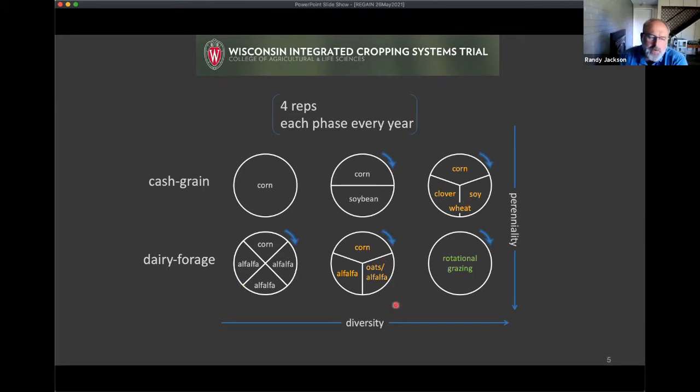And then there are three dairy forage systems, corn followed by 3 years of alfalfa. I should say that over here on the left-hand side, these systems are managed as high input, conventional, typical cropping systems: the best improved genetics every year, lots of Roundup, lots of pesticides, herbicides, fertilizer, whatever it takes. Then we have this organic corn alfalfa rotation where we have oats as a cover crop, and a cool season grassland rotational grazing plot.